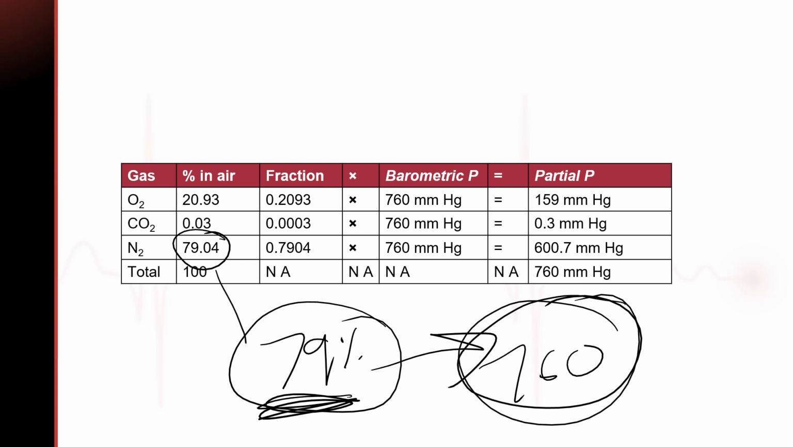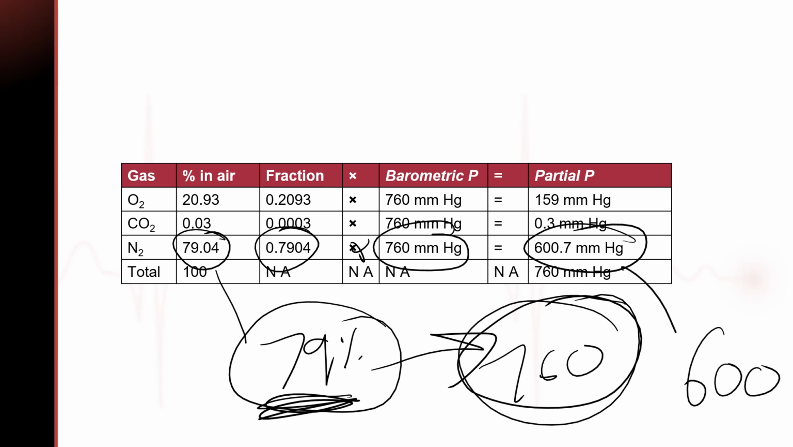So if we want to know nitrogen's partial pressure, all we have to do is figure out 79% of 760, which is what? 0.79 times 760. That's the math that we do if we want to figure out 79% of 760. And what do we end up finding out? Nitrogen's partial pressure is approximately 600 millimeters of mercury.